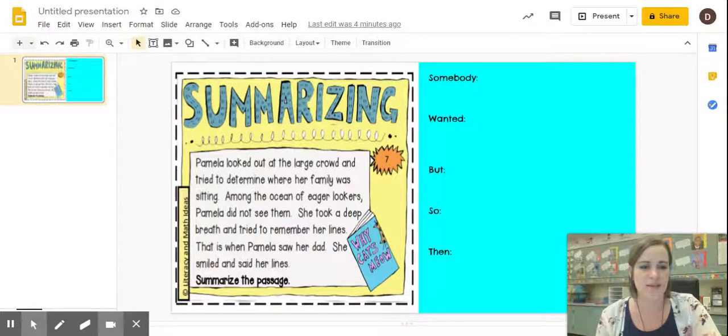Hi boys and girls, now we're going to apply what we learned in the video about summarizing to a short passage. So I'm going to go ahead and read this text to you, and then I'm going to walk you through how to fill out a somebody wanted but so then chart for summarizing. So listen as I read to you.